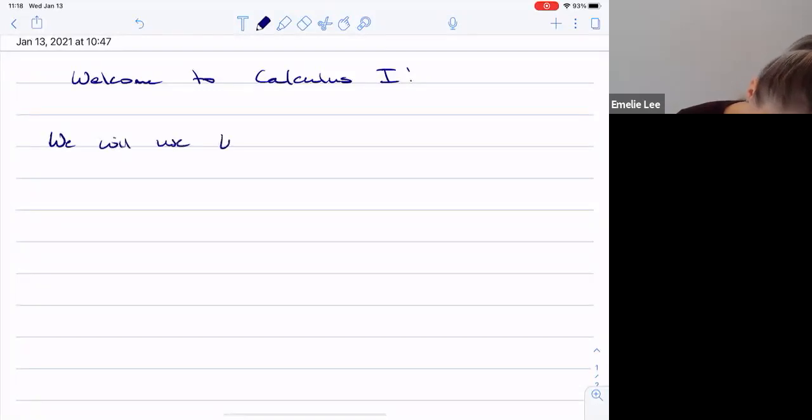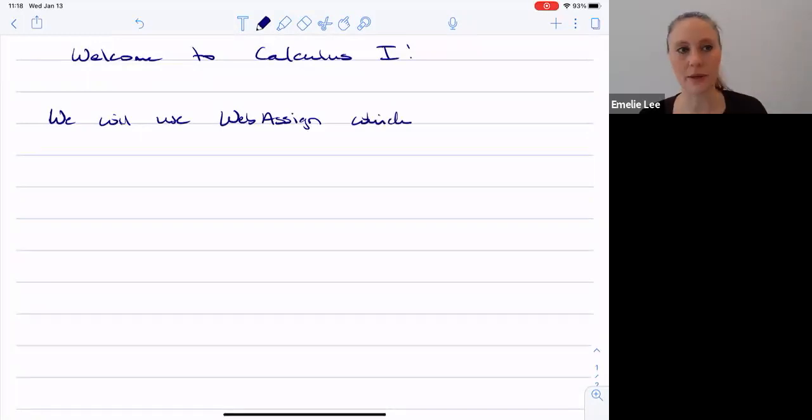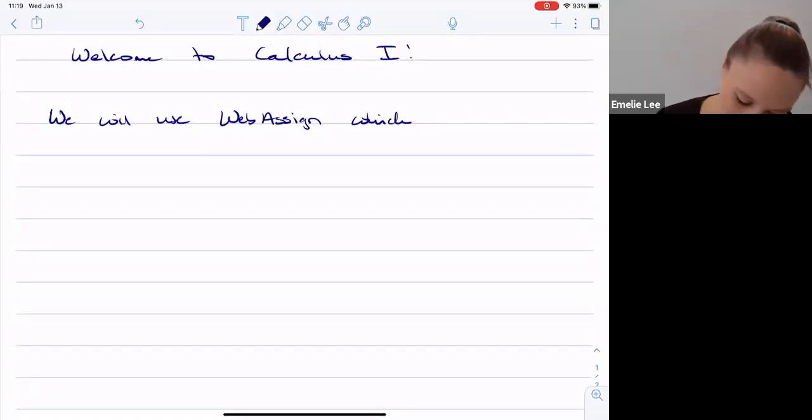We will use WebAssign, which includes the ebook. So you don't have to buy the physical textbook. I know it's crazy expensive, and you probably won't use it anyways, if you're anything like me as a student at least. Now that I'm teaching, I want the textbook, but when I was a student, I was like, no. So we will use WebAssign, which includes the ebook.